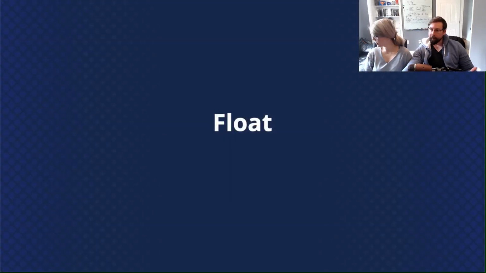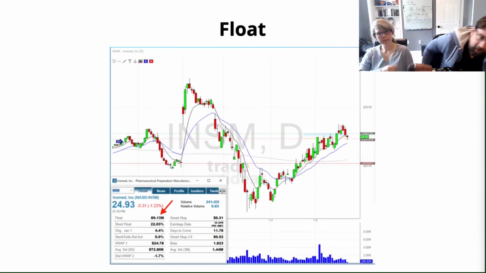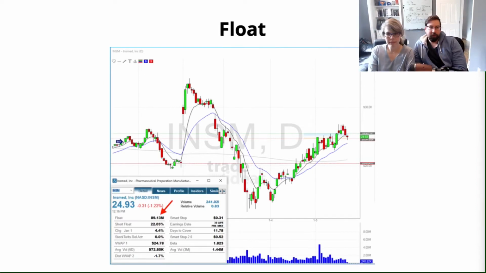Next is float. And this is what we talked about before, which was how many shares are out there. So you can see we have that number as well. For this INSM, there are 89 million shares in the float, which means that, we talked about what a stock is, and it was basically selling off bits of your company to raise money for it. It means they've split their company into 89 million shares, 89 million bits.